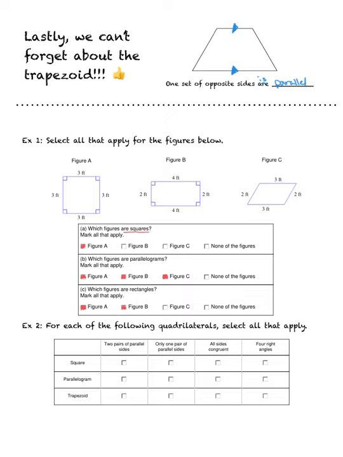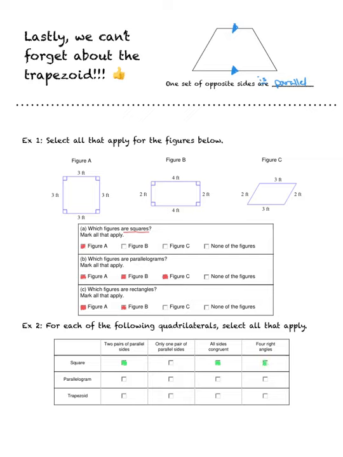So you've got a picture of a square in your head. Select everything that applies to a square. Does a square have two pairs of parallel sides? It does. So therefore, it doesn't have only one pair of parallel sides. In a square, are all sides congruent? Yes, they are. Does a square have 4 right angles?